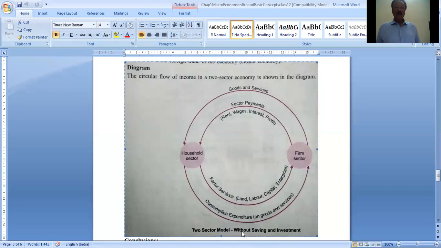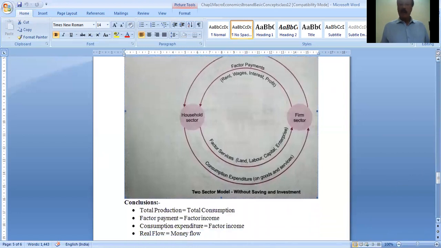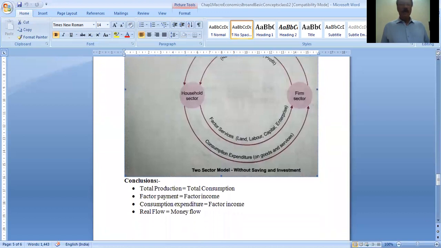This is a two-sector model without any saving and without any investment. That is why it is called a two-sector flow of income. Now, what are the conclusions we draw from these? The conclusions.